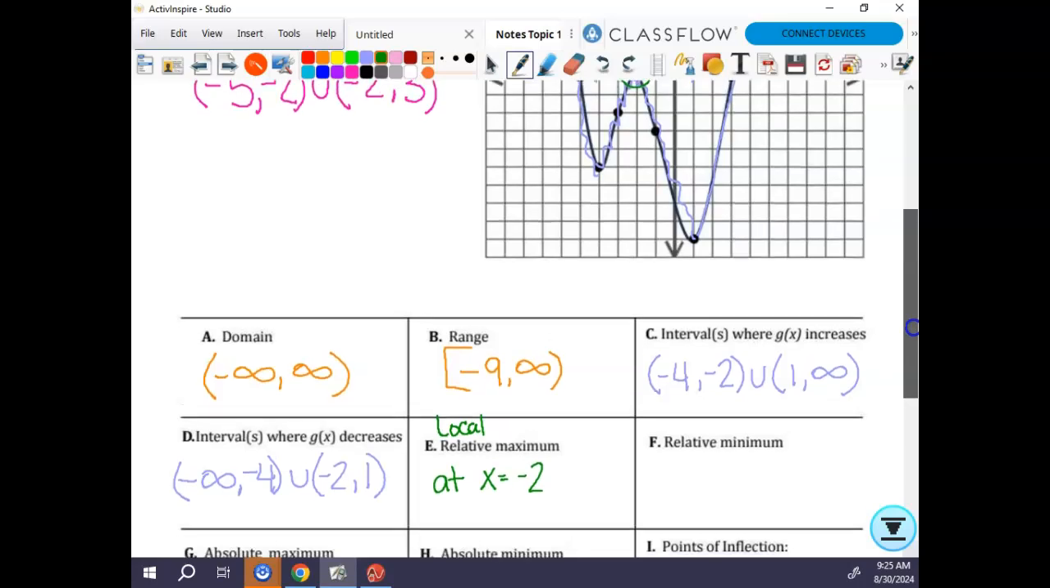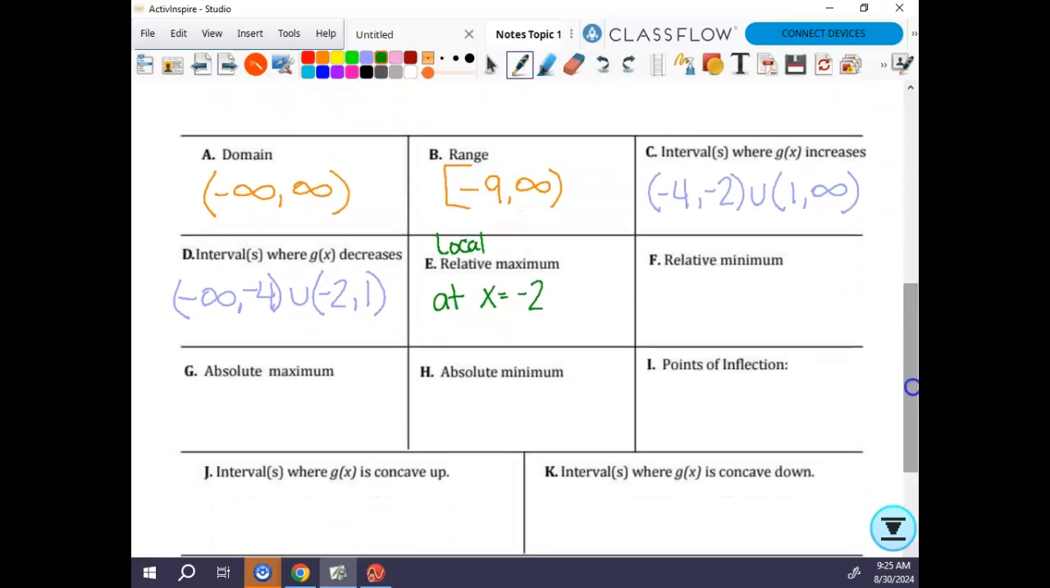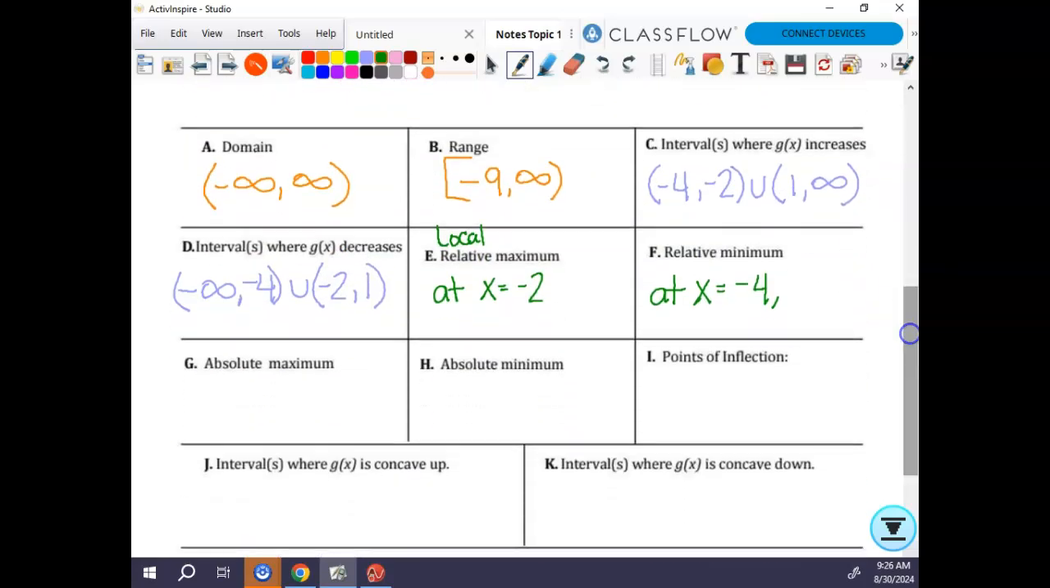Relative minimum. How many do I have? 2. And they occur at x equals what? Negative 4 and at 1? Oh yeah, at 1. Sorry, as soon as I scroll on I forget what I looked at. Any questions about any of that?